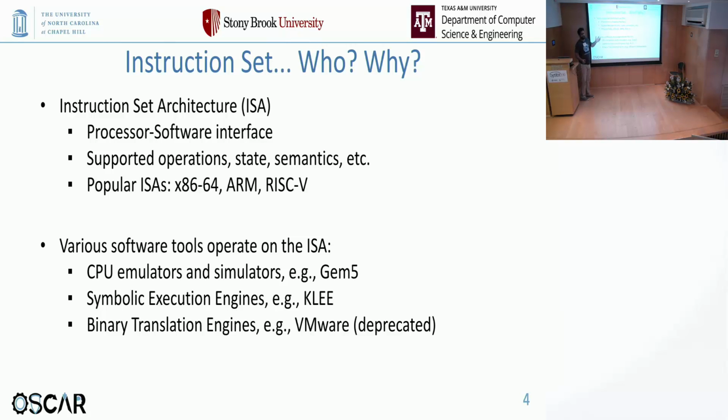So all this is fine. Most of you might be wondering, well, why do I care? Most of the time I write code in high-level languages, and the compiler produces code in binary form, right? Well, a lot of software tools do operate on the ISA. They take it as input, actually. So emulators, simulators, symbolic execution engines, and binary translators, although we're seeing fewer of these these days.